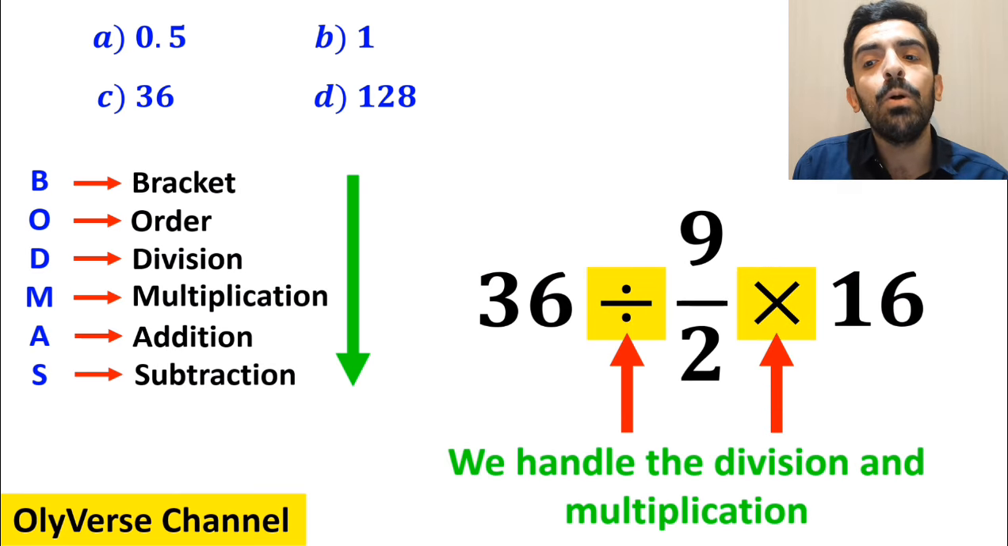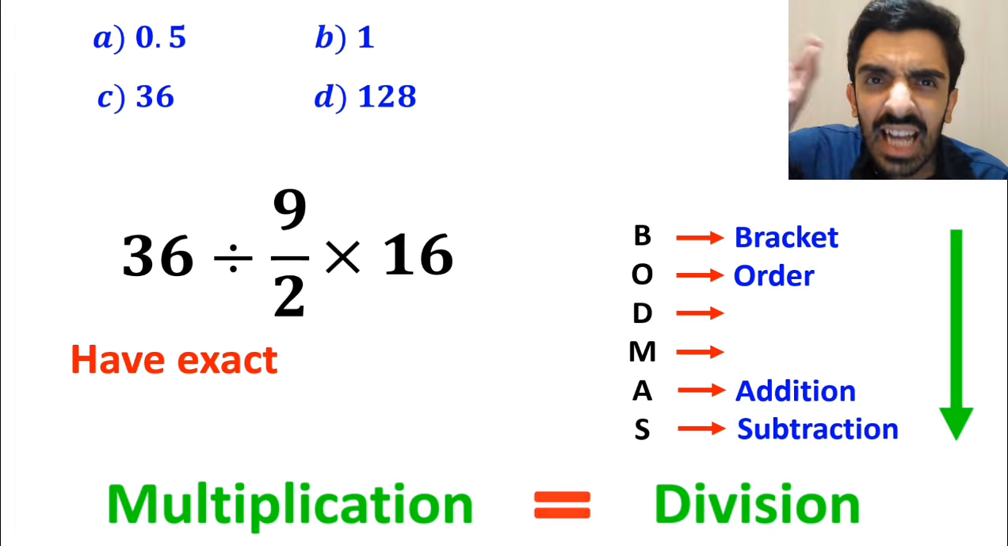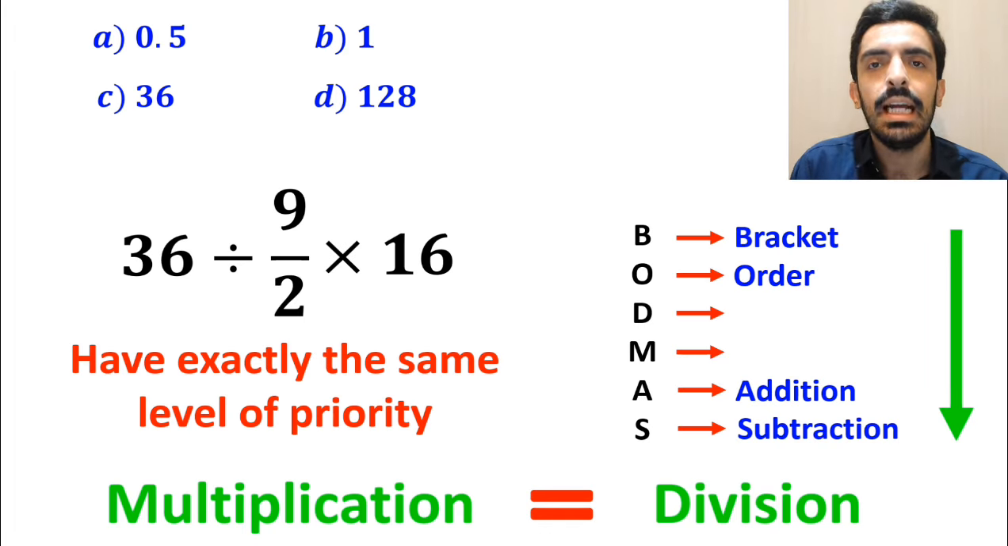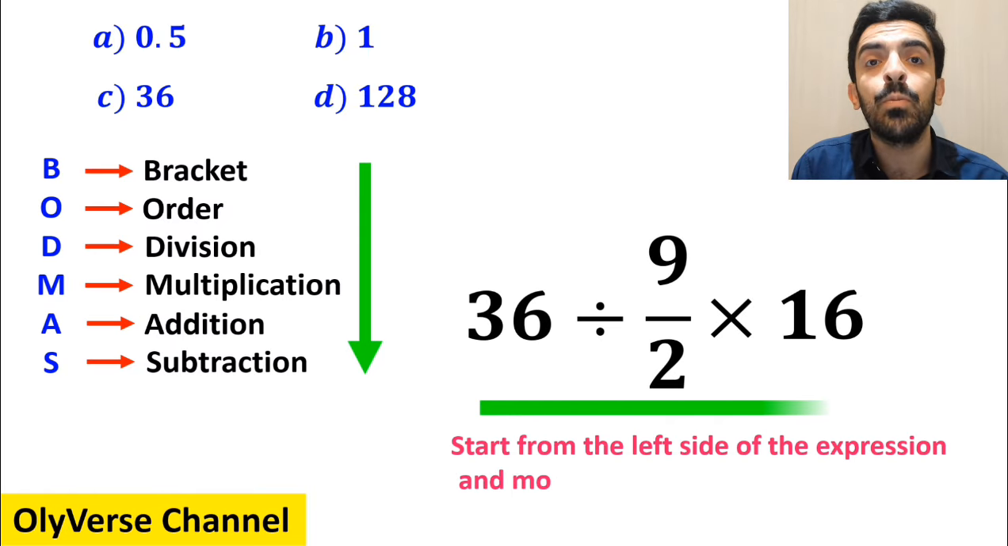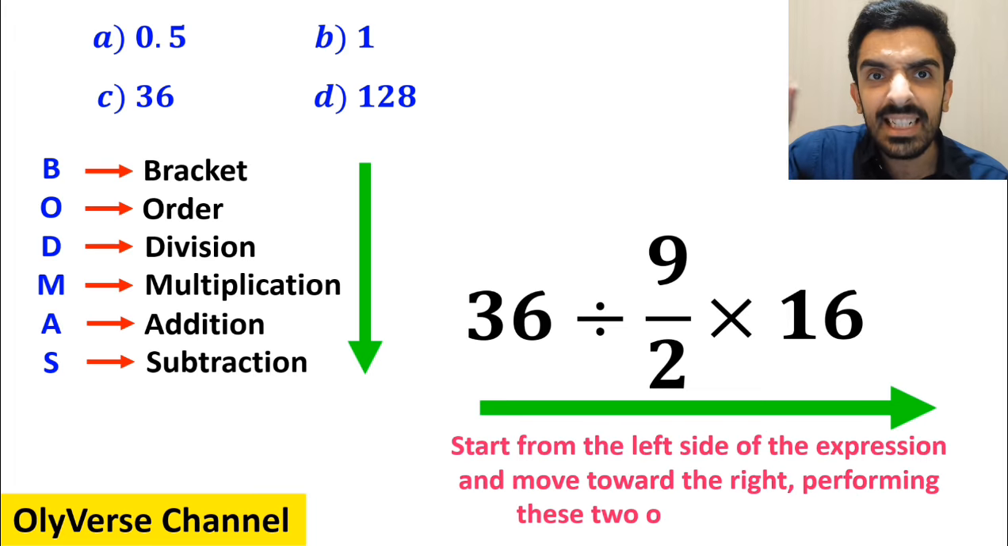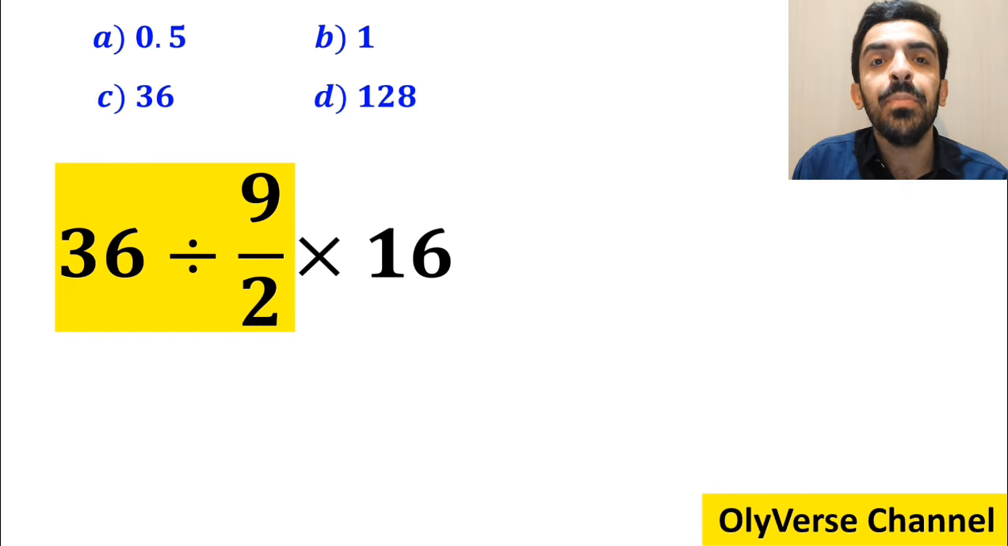However, it's very important to note that in the BODMAS rule, multiplication and division have exactly the same level of priority. In this situation, the best thing to do is to start from the left side of the expression and move toward the right, performing these two operations in order. So, first we perform the division between 36 and 9 over 2.